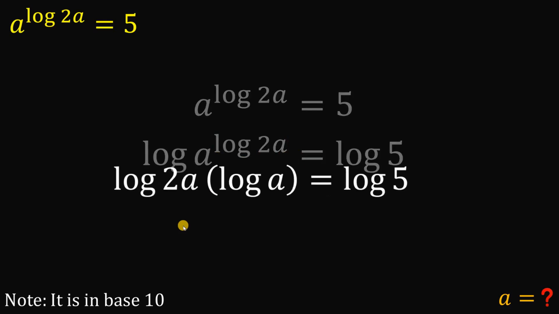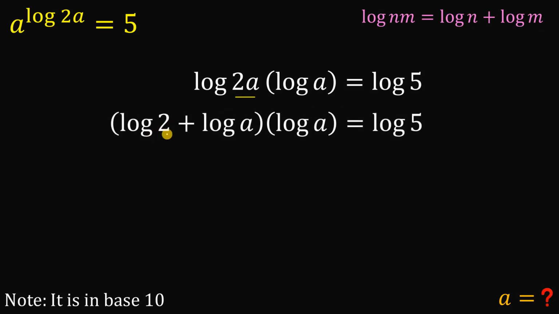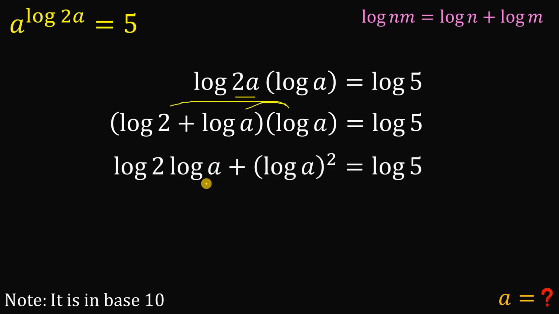And now let's focus on this result. Because we have here logarithm of 2a, what we're going to do is to use this identity. If we have logarithm of n times m, we can rewrite this as logarithm of n plus logarithm of m. So we can rewrite this as logarithm of 2 plus logarithm of a. Now, we can distribute this logarithm of a to logarithm of 2 plus logarithm of a. So we have logarithm of 2 times logarithm of a plus logarithm of a raised to the power of 2.